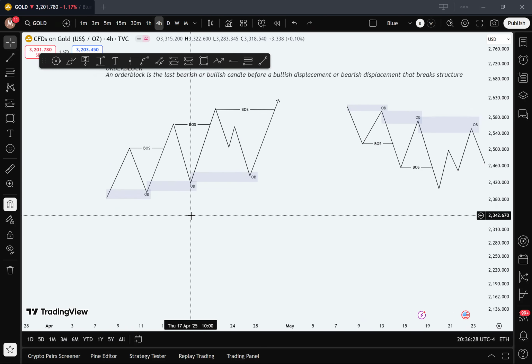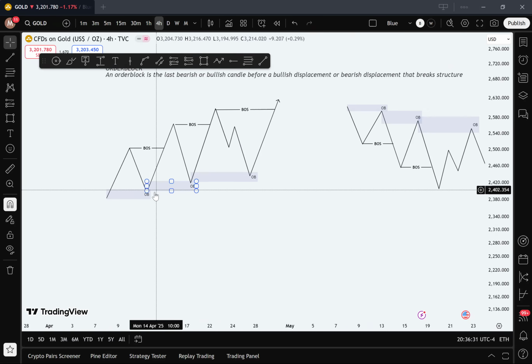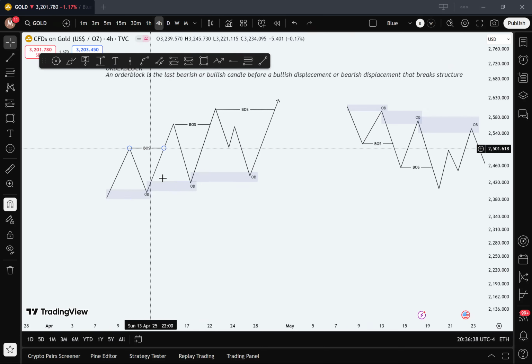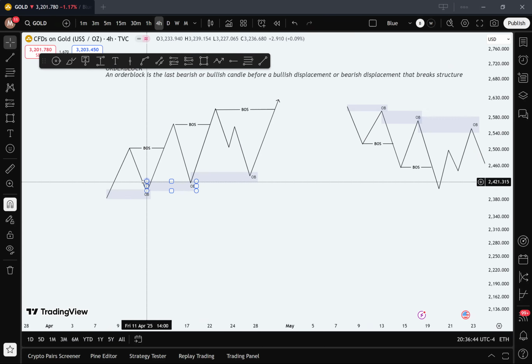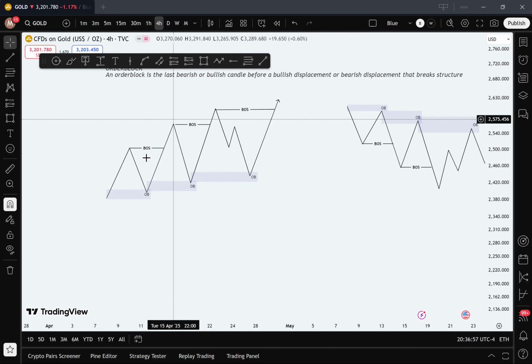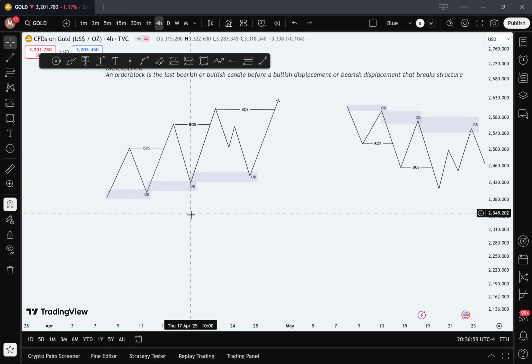What you have to understand is that an order block is the last bearish candle that was here before this bullish move that broke structure. When I say bearish, I mean the downward candle. The last downward candle in this move, so it could be here or here, before this whole move to the upside that broke structure. That is a bullish order block.